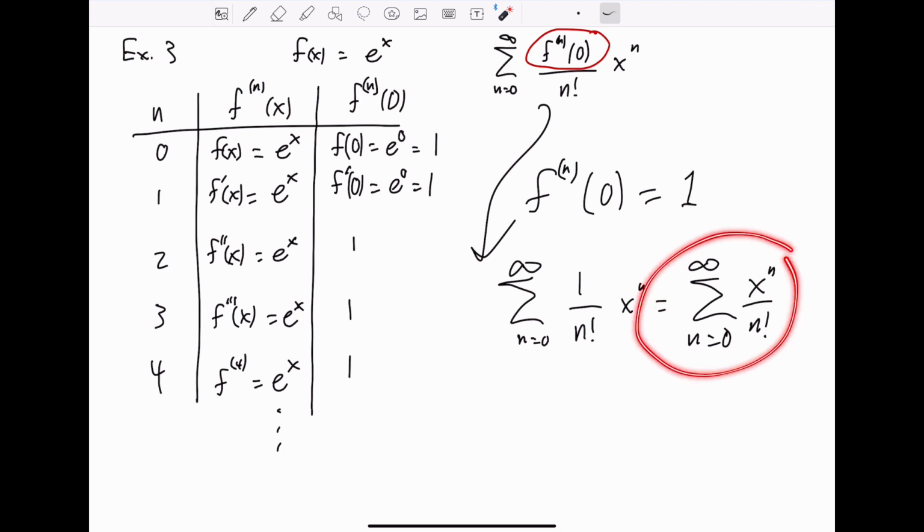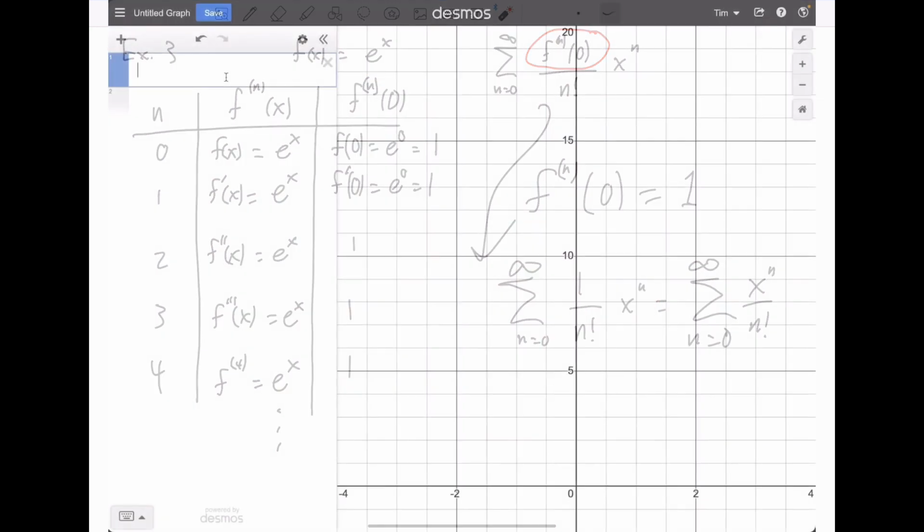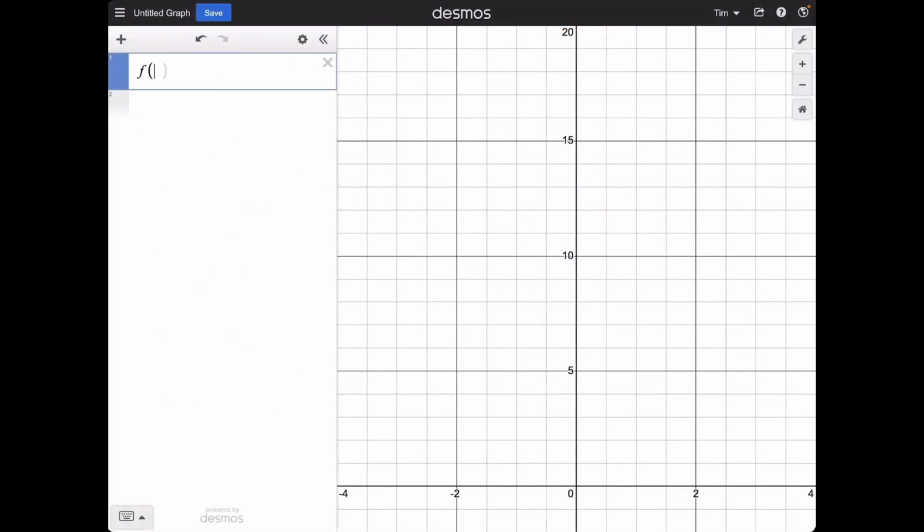It's a power series whose derivatives all match the derivatives of e to the x when x equals 0. And we're going to graph this in Desmos to try to figure out where this converges. For which values of x does the power series look like the function e to the x? Let's try to figure that out in Desmos. We'll start by just graphing the function. F of x equals e to the x.